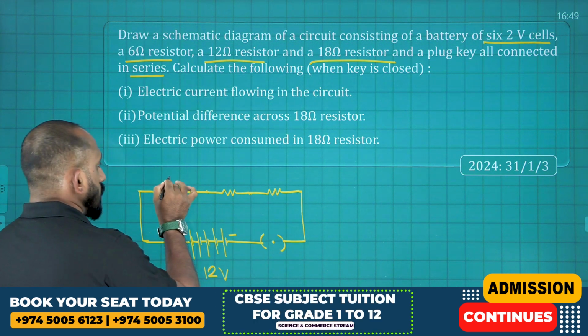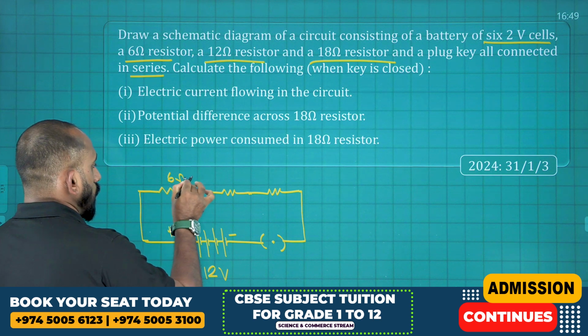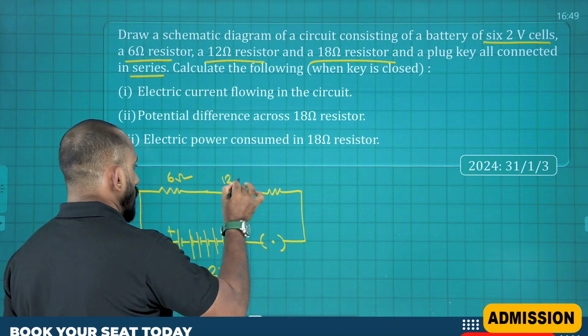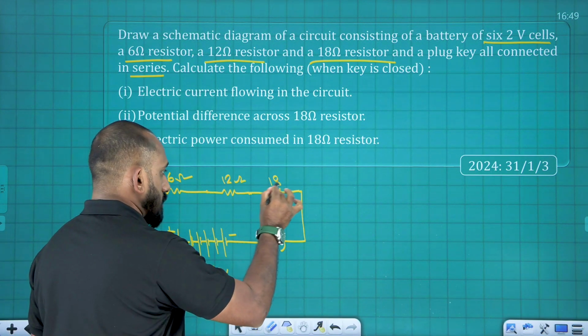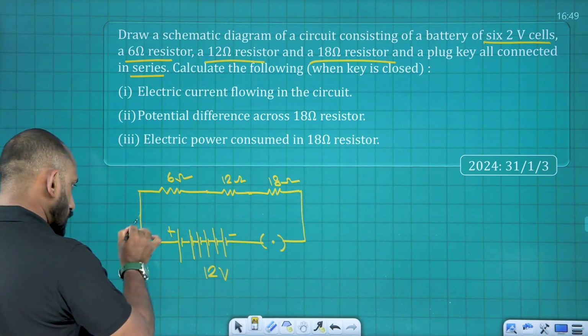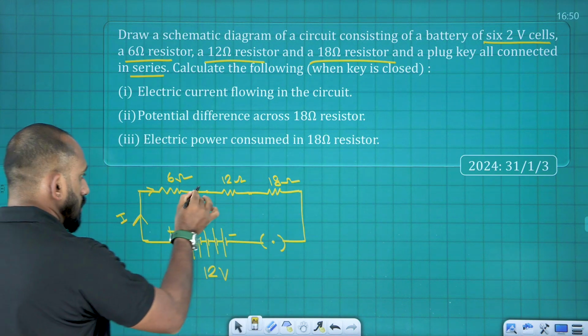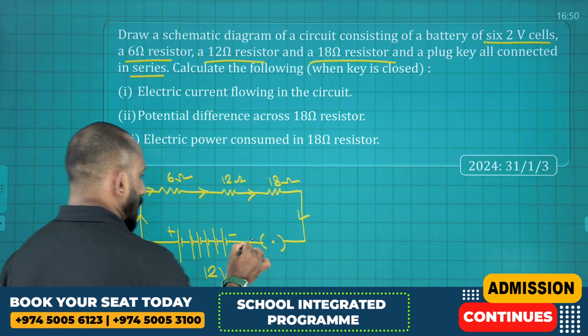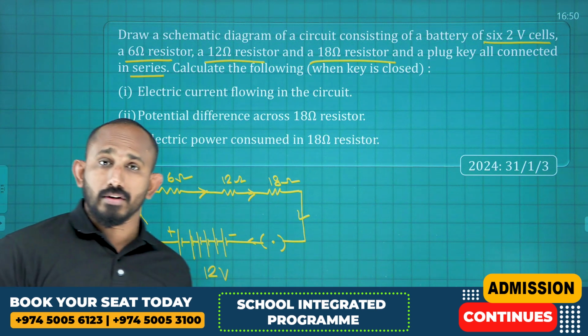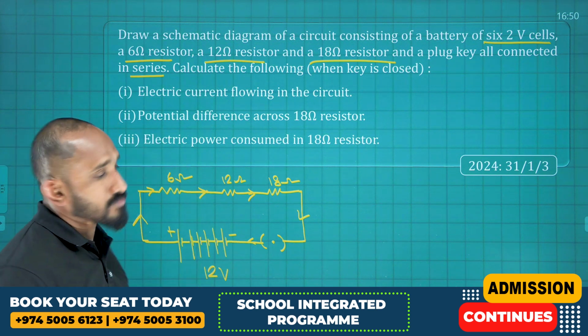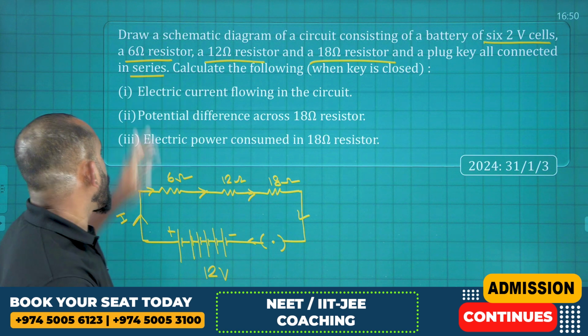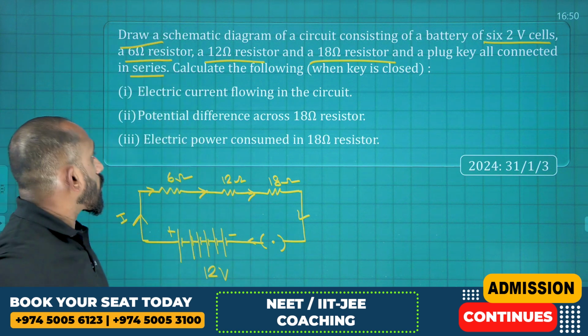Key is closed. This is 6 ohm, this is 12 ohm and this is 18 ohm. So from positive to negative, the current will pass through it. The same current passes and completes the circuit. This is the circuit diagram. For that, you have a mark. So we drew it.